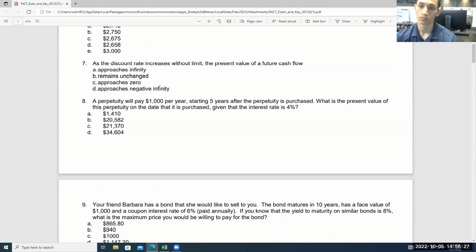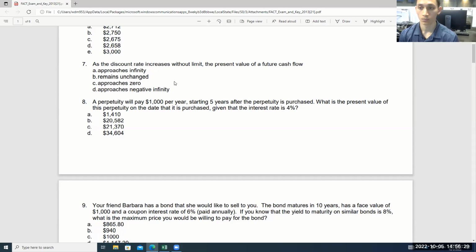And then if they say the discount rate declines without limit, then what does it do? If it declines without limit, the present value will increase to infinity. Another option says it remains unchanged and approaches negative infinity. I don't know what negative infinity means. I think it just means it keeps going negative. I guess it could be negative if you're talking about a future negative cash flow. I don't know if they get that tricky, but they might close it off so it can't go past 0, even though it says without limit.